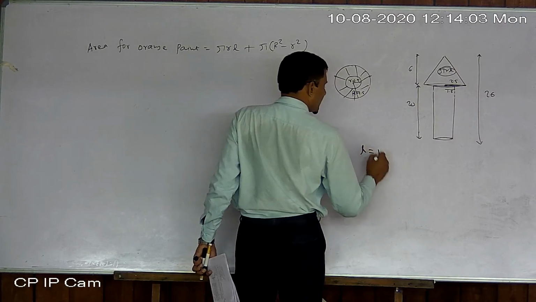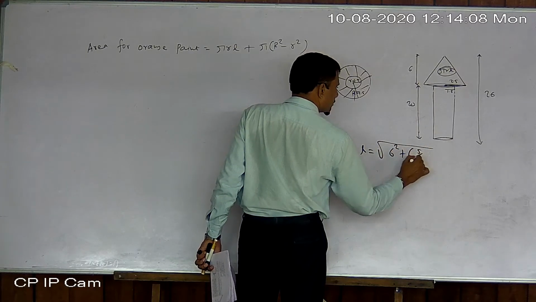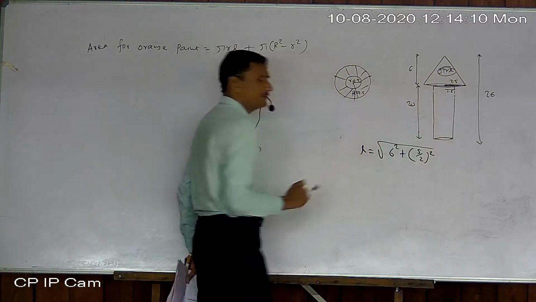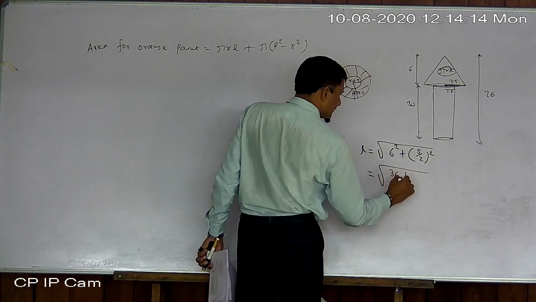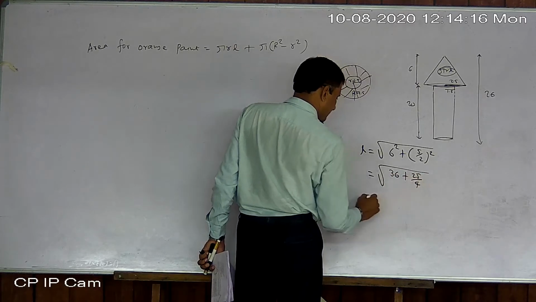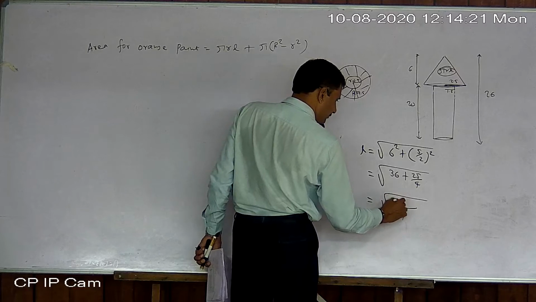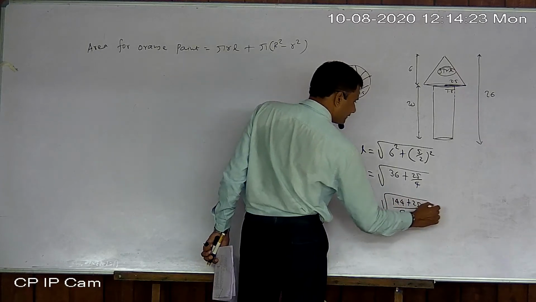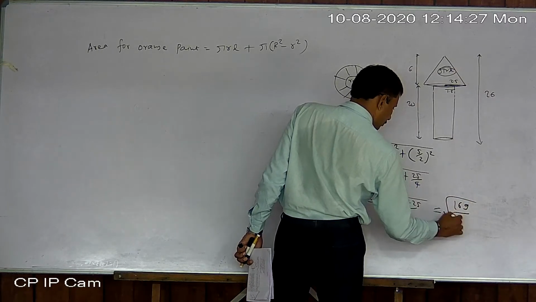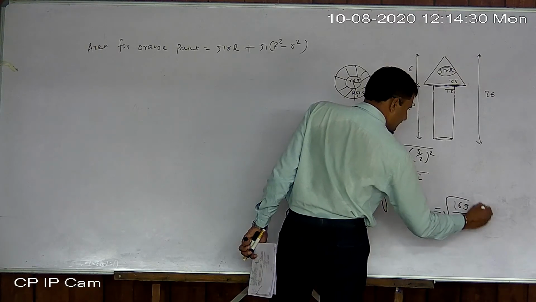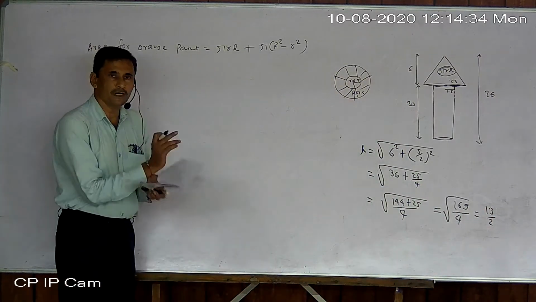So L will be root of 6 square plus 5 by 2 square. Why 5 by 2? This is 2.5. So just simplify it. 36 plus 25 by 4. So it will be over 4. 36 fours are 144, plus 25, so it will be 169 upon 4. So it is 13 by 2. So L will be 13 by 2. Keep it in fraction only.